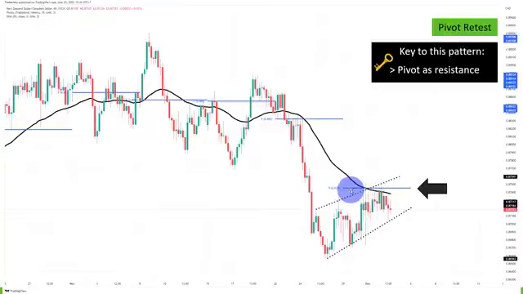And you can see the pivot point is now acting as resistance. The market traded below the pivot point, came back into it and rejected the pivot.